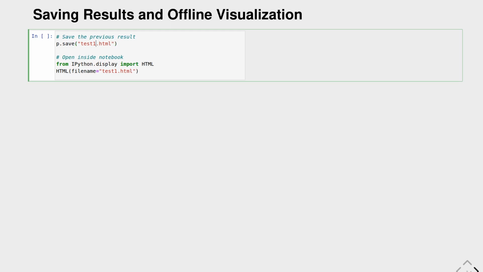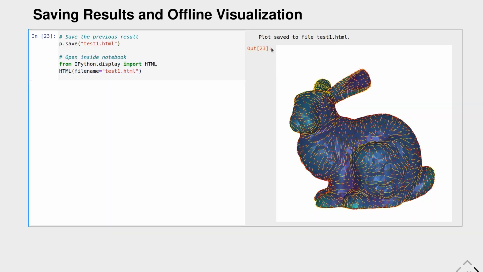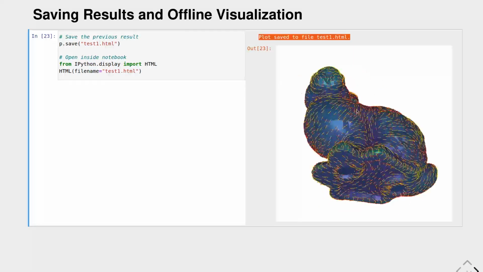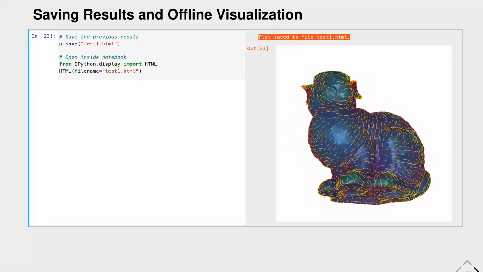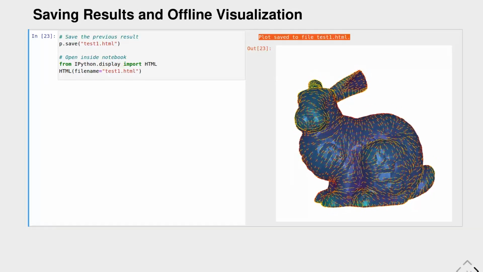and in this case we're just saving it as test1.html, and this code here lets me load this HTML file again into the Jupyter notebook, and we see the output is that we saved the plot to test1.html, and when we're loading it we're getting the same plot. So we have this interactive viewer still, and we have the lines on top of our color-coded curvature visualization.